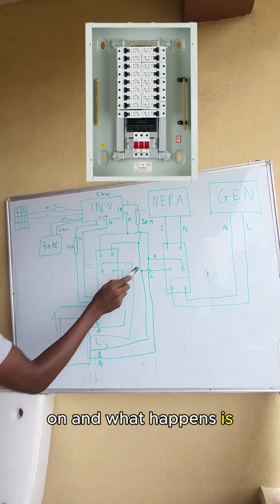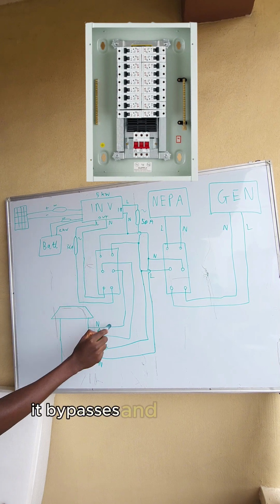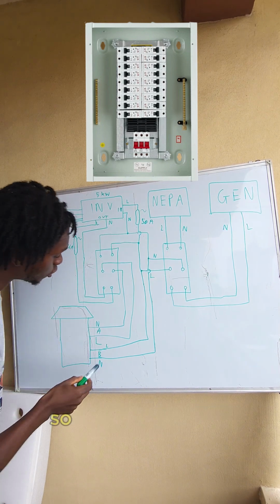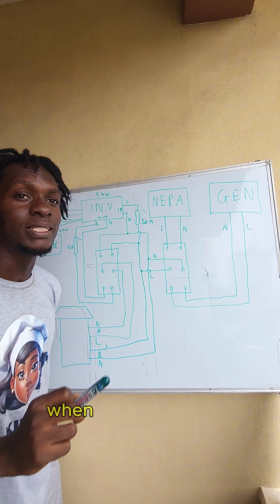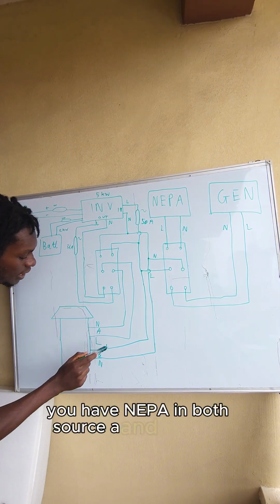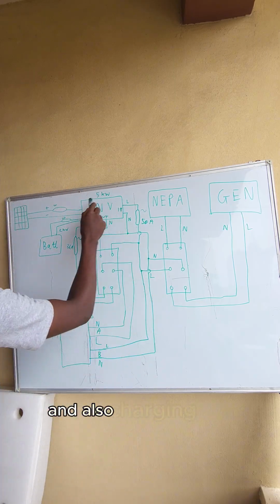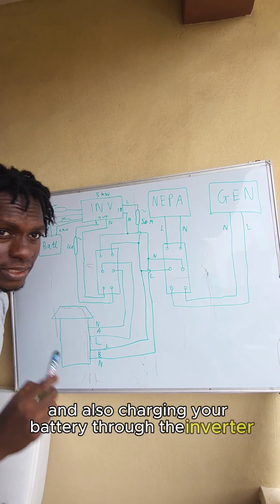And what happens is the NEPA goes into the inverter, it bypasses and also enters the source A. So at that point in time when the NEPA light is available, you have NEPA in both source A and source B, powering every single thing in your apartment and also charging your battery through the inverter.